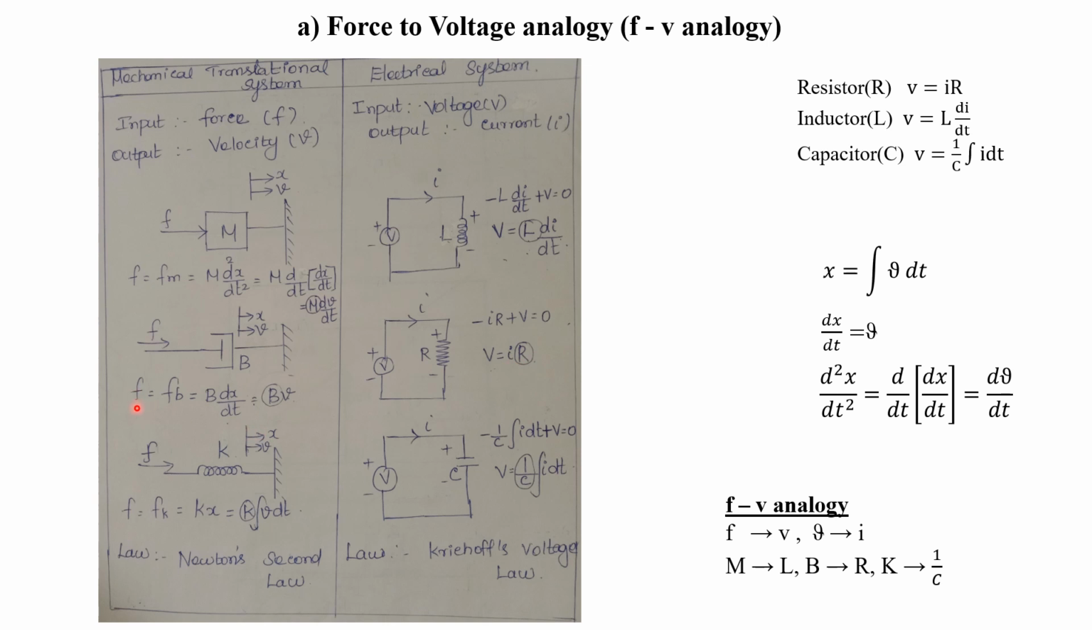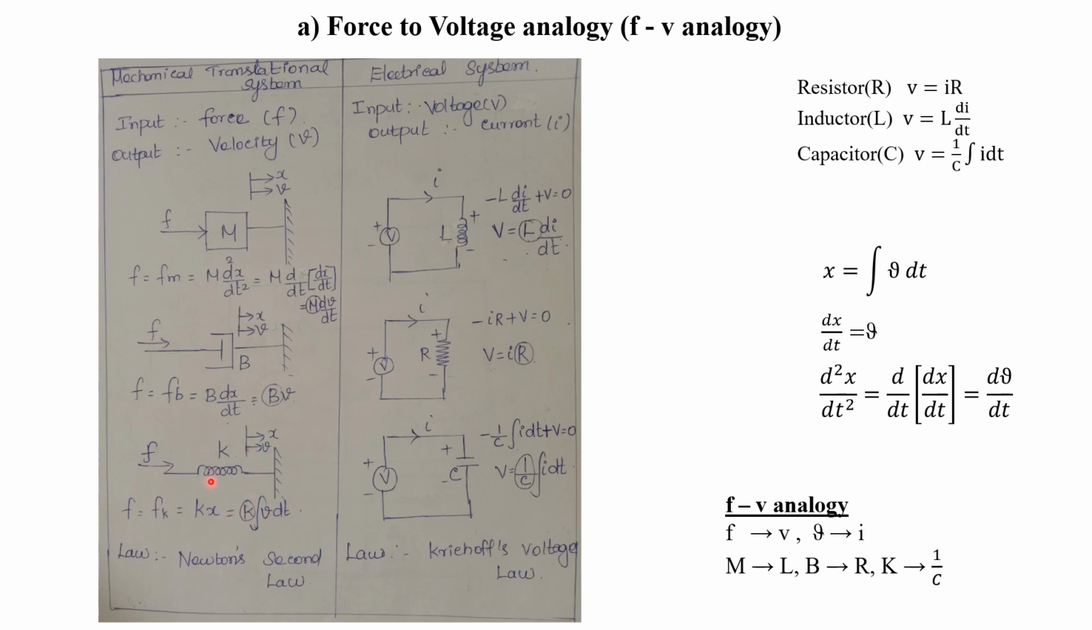That is, on the left side we have the input force F equal to B into the output velocity V. Here the input voltage V is equal to R into the output current I. Okay, so we can equate B to R. Understood? Now the third element will be a spring.